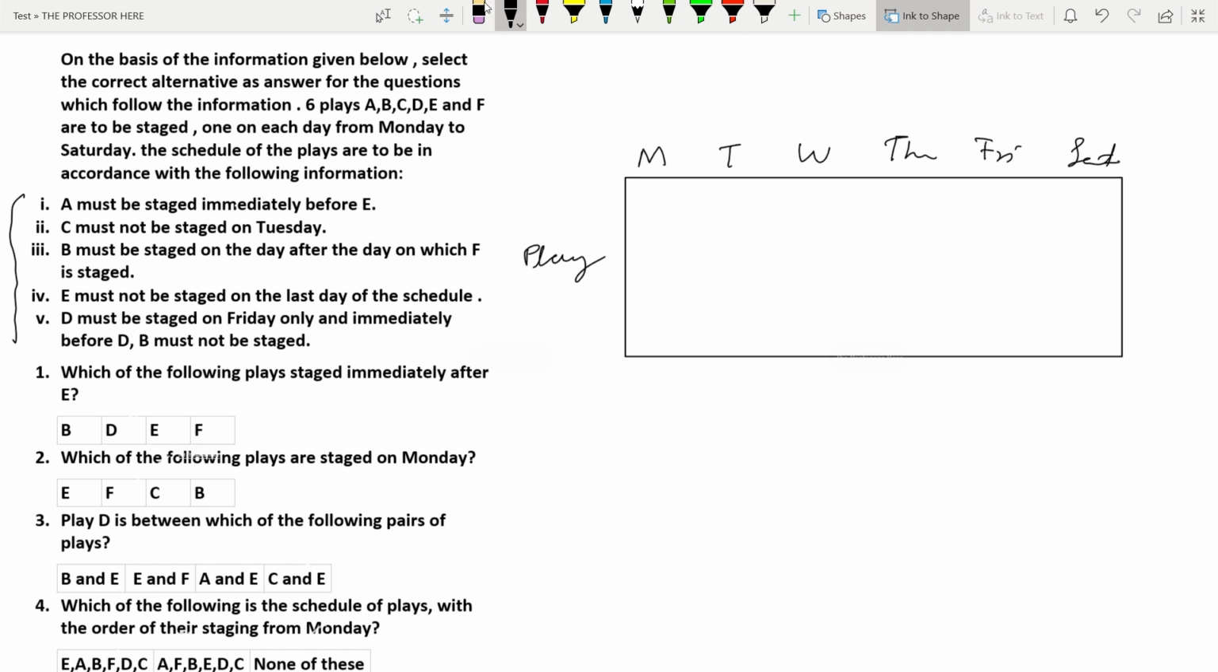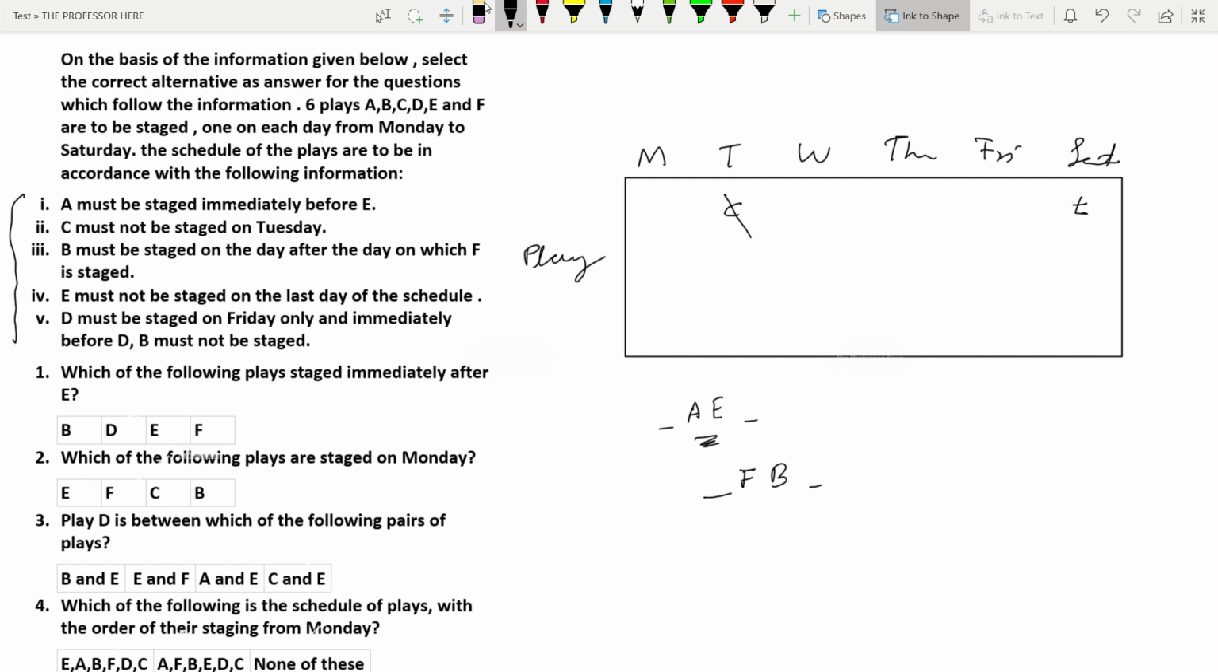First point: A must be staged immediately before E. So let's represent it by writing A and E together. Alright, A and E is together. Second, C must not be staged on Tuesday. So C cannot be here. Third point, B must be staged on the day after the day on which F is staged. We represent it the same way we have done for A and E. So F, B.